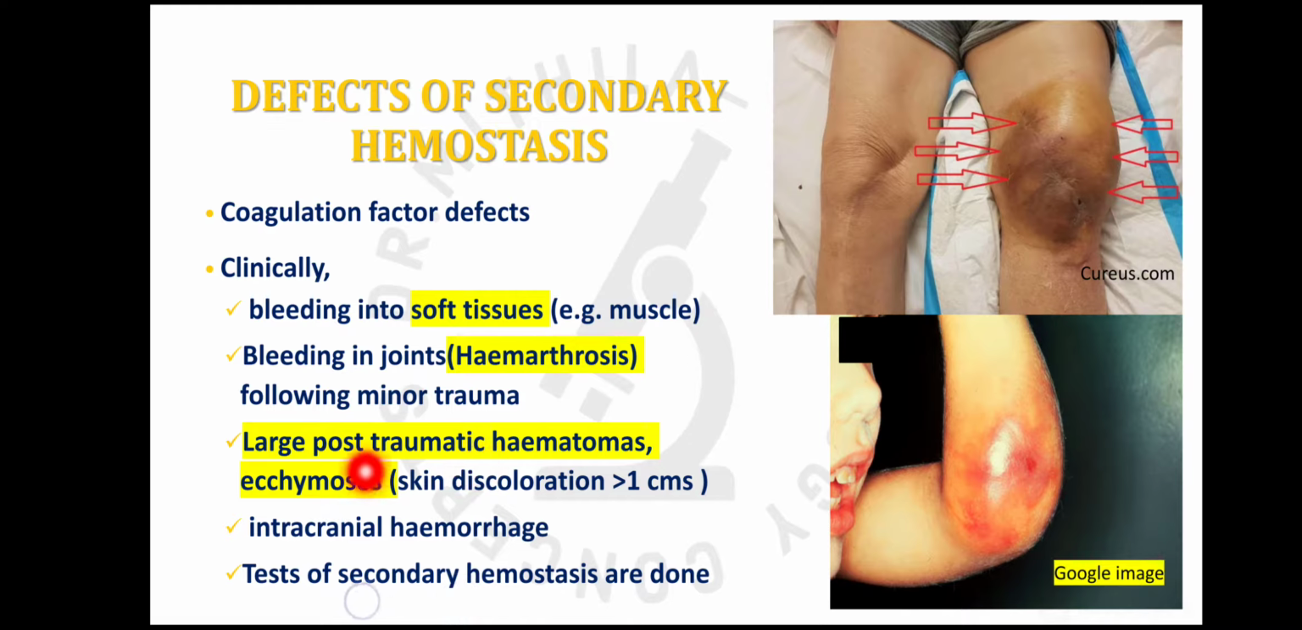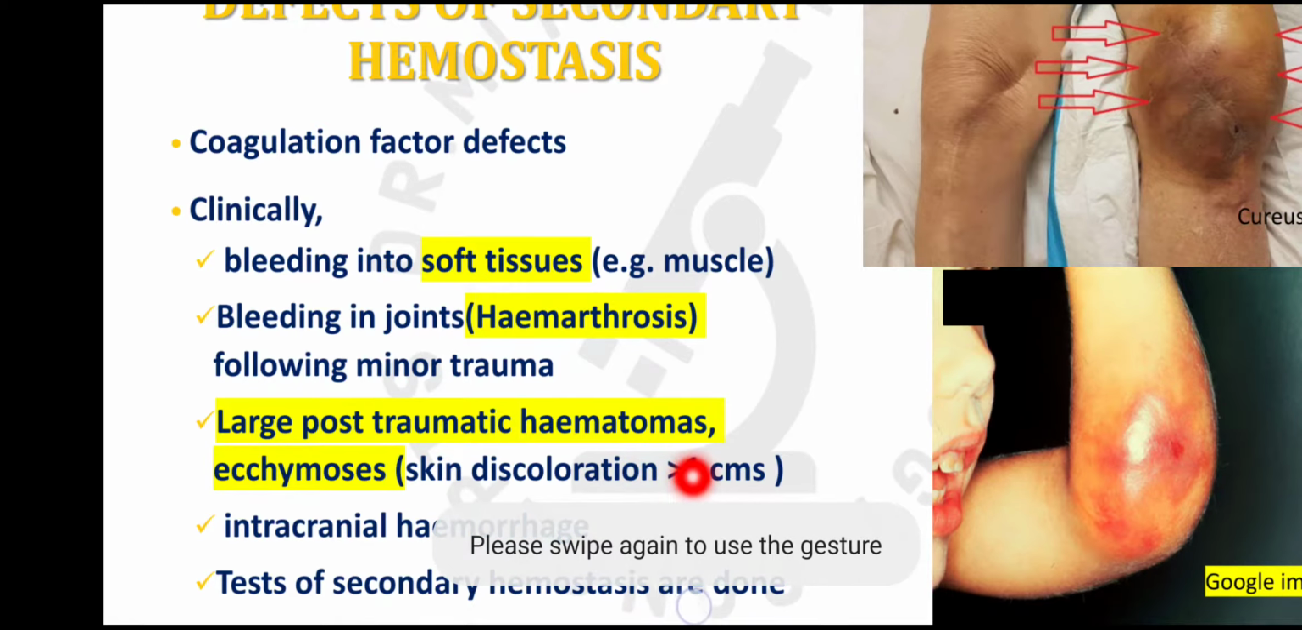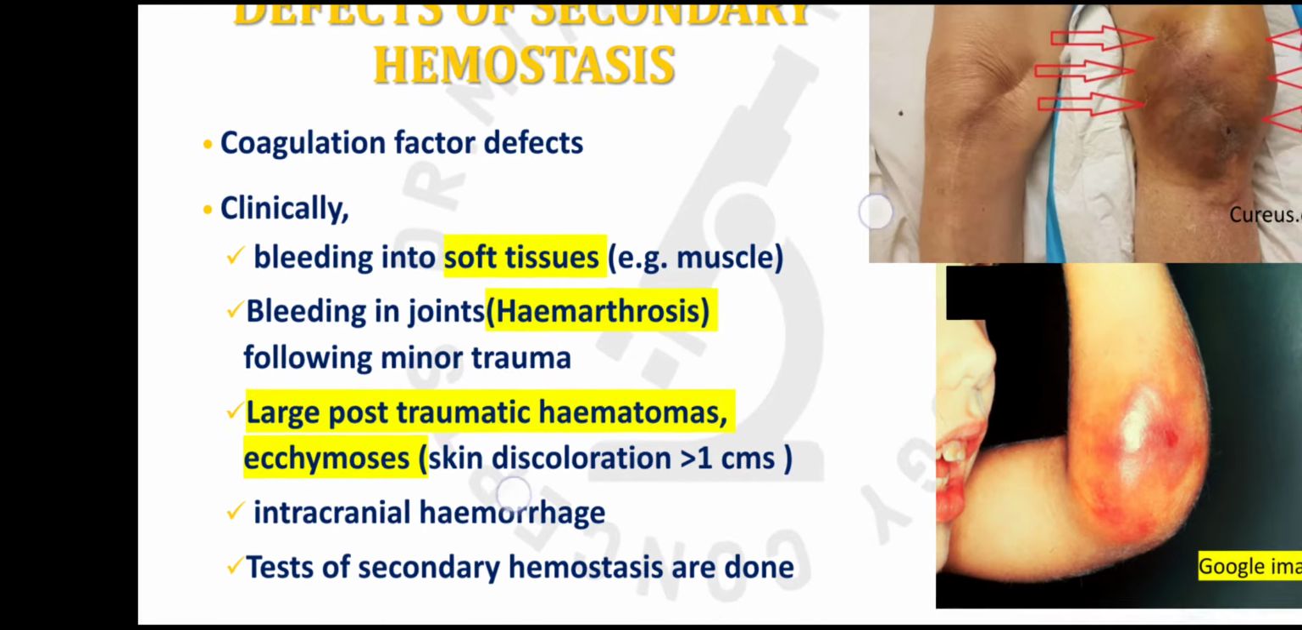So hematomas and ecchymosis. They are the skin discoloration again because of the extravasated RBCs, and their size is more than 1 centimeter. So ecchymosis, also known as bruises. Then they can also cause intracranial hemorrhage. And in the secondary hemostatic disorders, we do the test of secondary hemostasis, which again I will be discussing in another lecture.